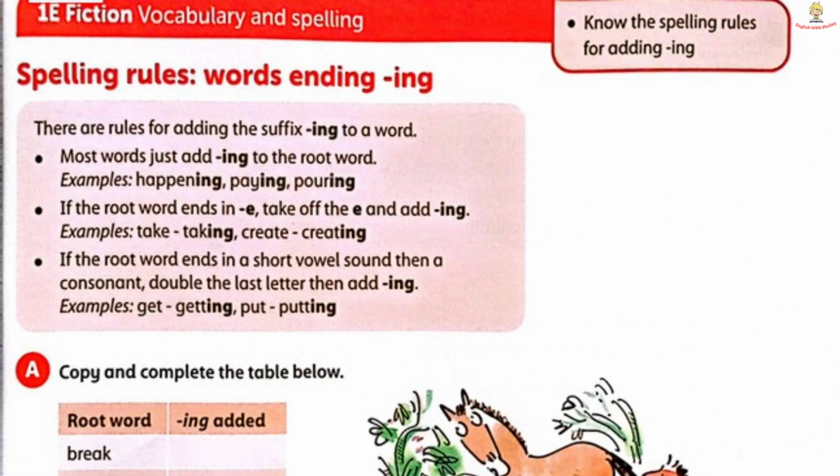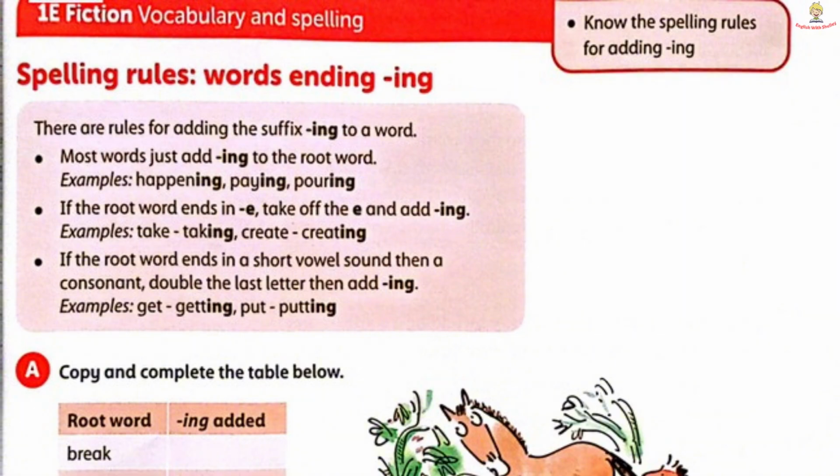Taking, create, creating. The last rule is: if the root word ends in a short vowel sound and then a consonant, double the last letter and then add ing. It means that if the root word has a vowel sound in the second last place and after that there is a consonant, we double the consonant and then add ing, like get. The second last letter of get is e, and e is a vowel.